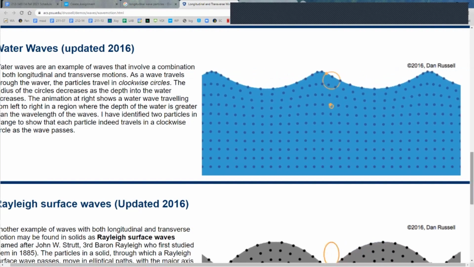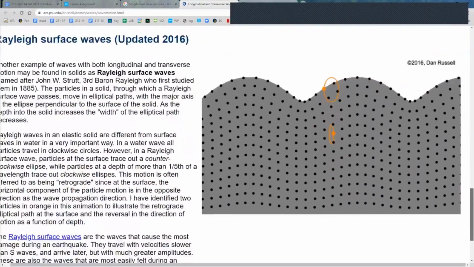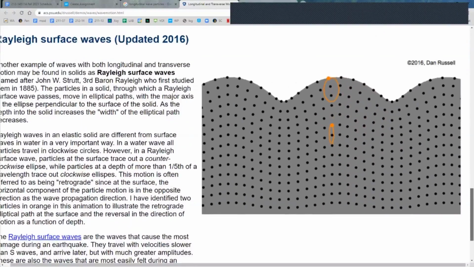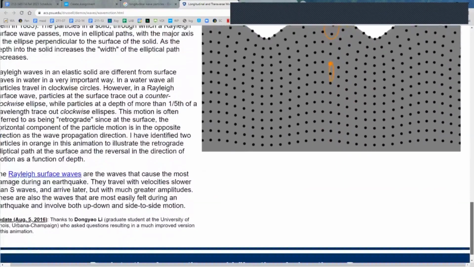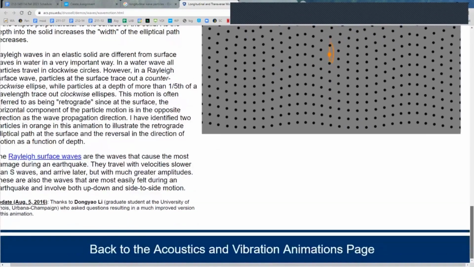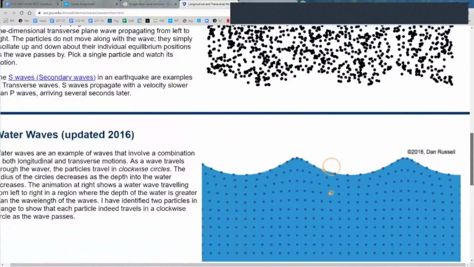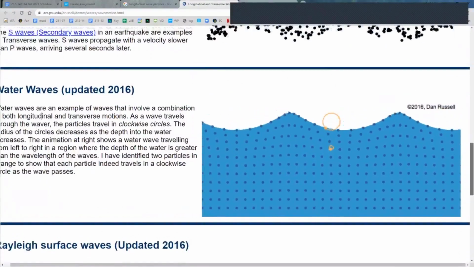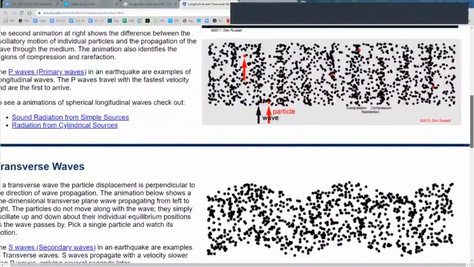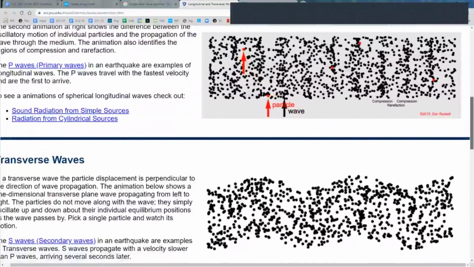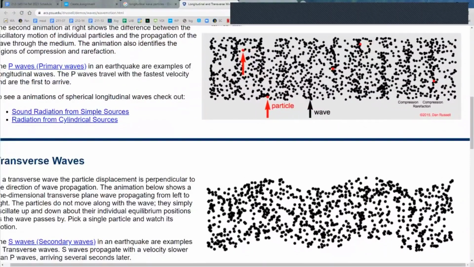And then as long as we're here, these are Rayleigh surface waves. I was looking for seismic waves. Anyway, it's nice to see what water waves are, but we are really going to focus very exclusively on longitudinal waves and transverse waves.